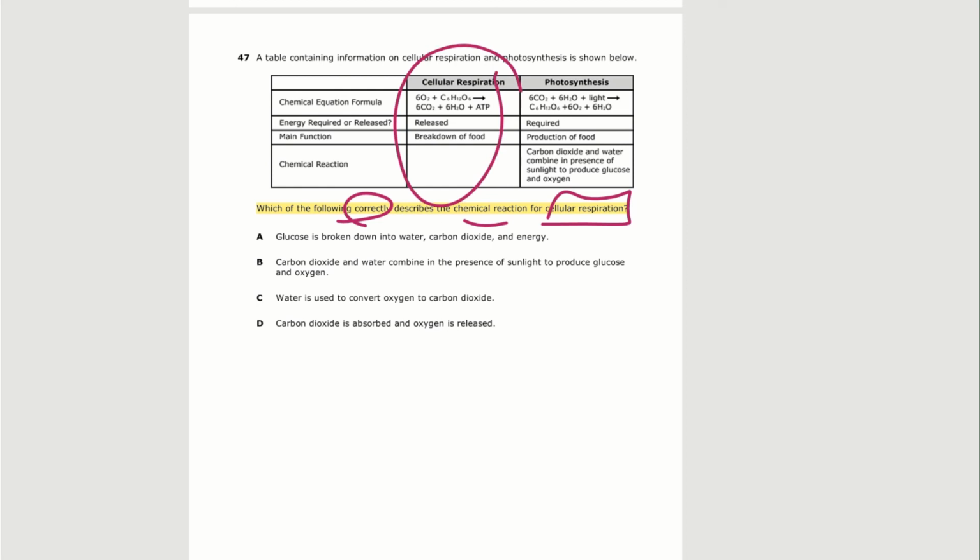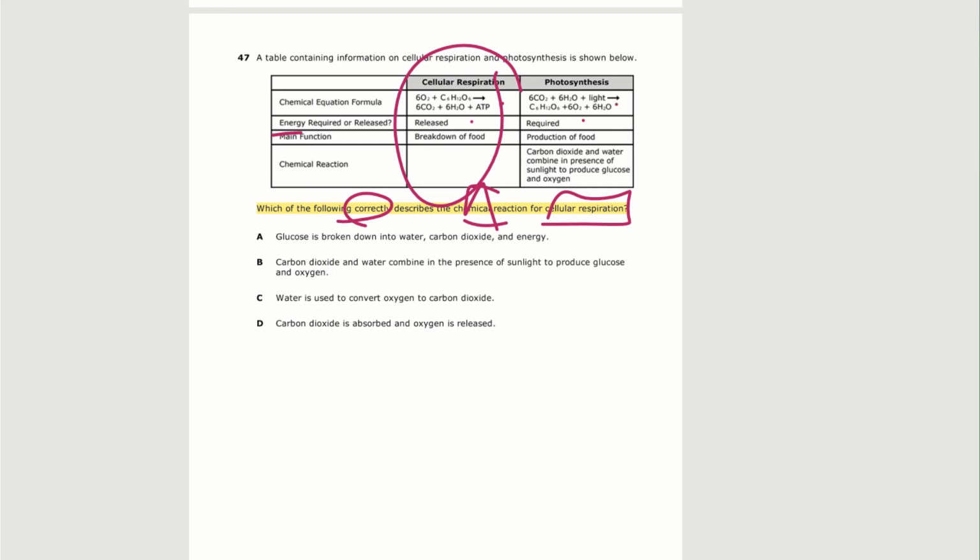It looks like it's the opposite of photosynthesis, right? It releases energy, and photosynthesis requires it. The main function is to break down food for energy, right? Photosynthesis produces it. But what does photosynthesis say? Because usually photosynthesis is the opposite of cellular respiration. Breaks down food, produces food. Releases, requires, right? And look at the equation.